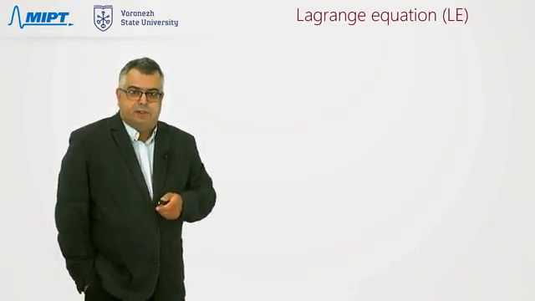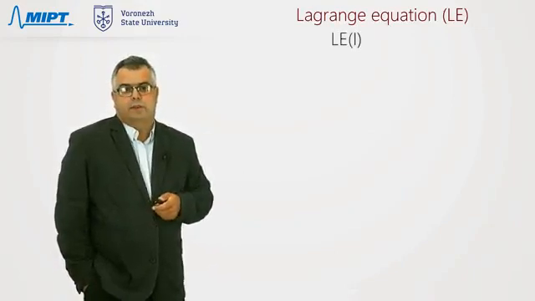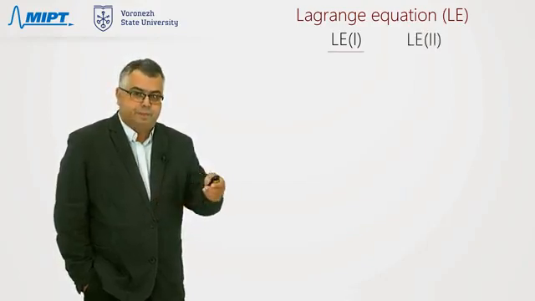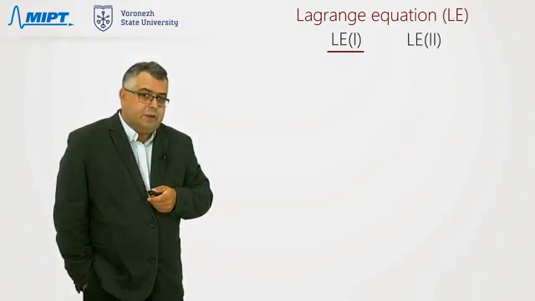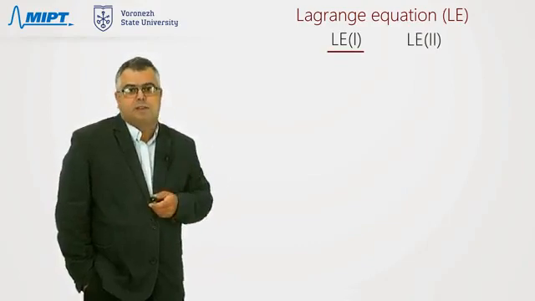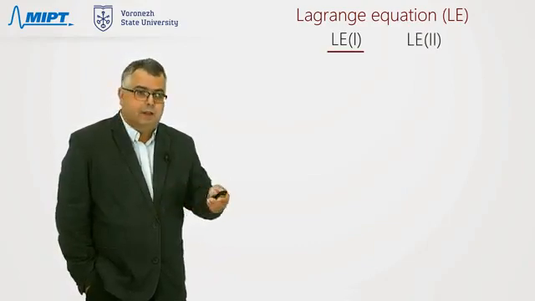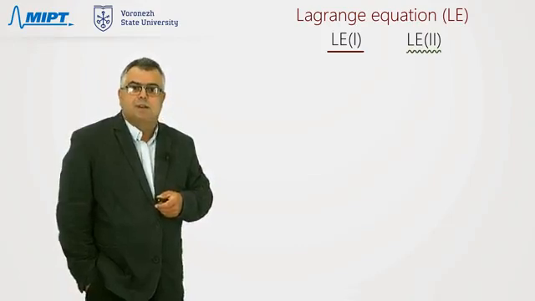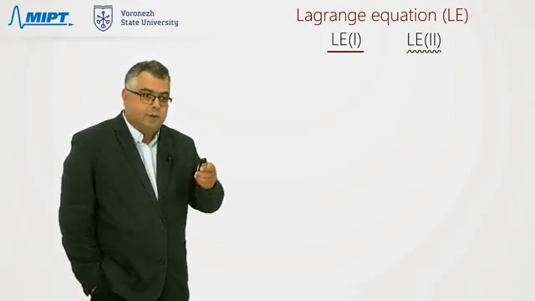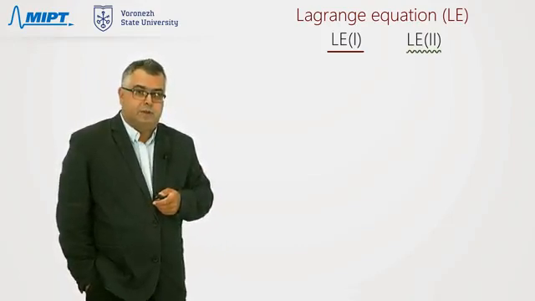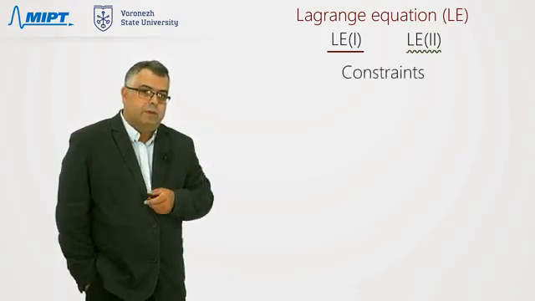So, Lagrange equations. There are two types of Lagrange equation: Lagrange equation of the first kind and Lagrange equation of the second kind. Lagrange equation of the first kind we will discuss in the first two lectures, and further on we will discuss Lagrange equation of the second kind. In order to introduce Lagrange equation of the first kind, we have to introduce the meaning of constraints.